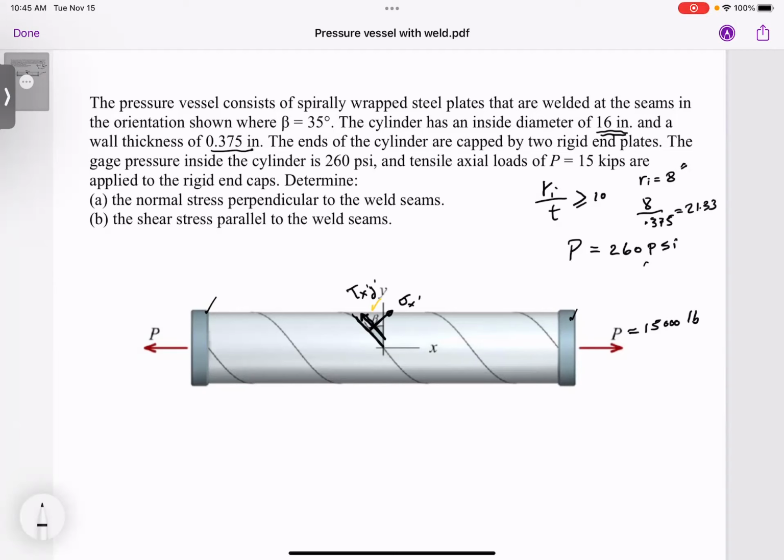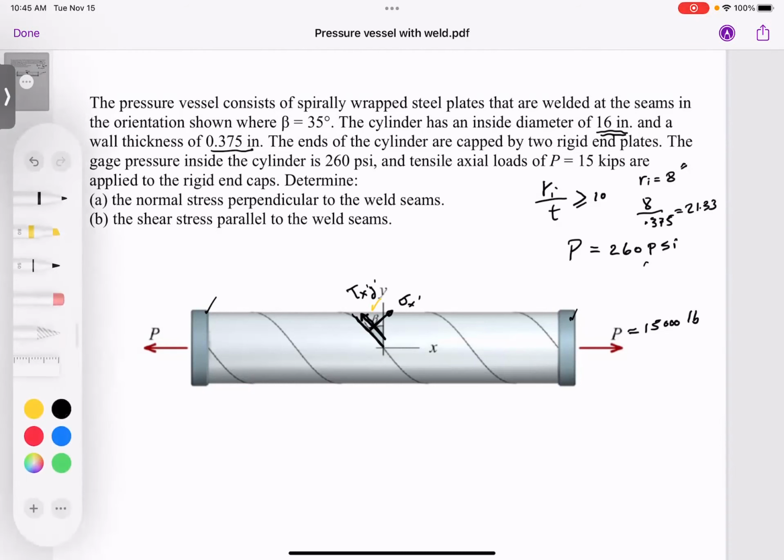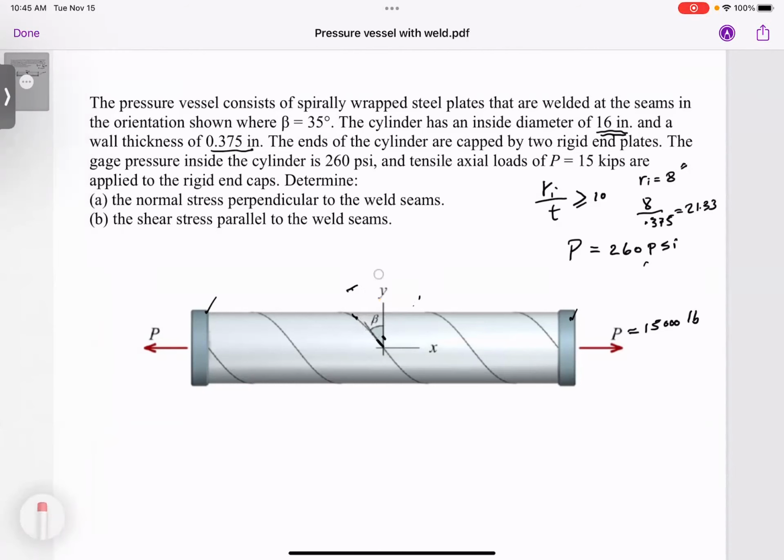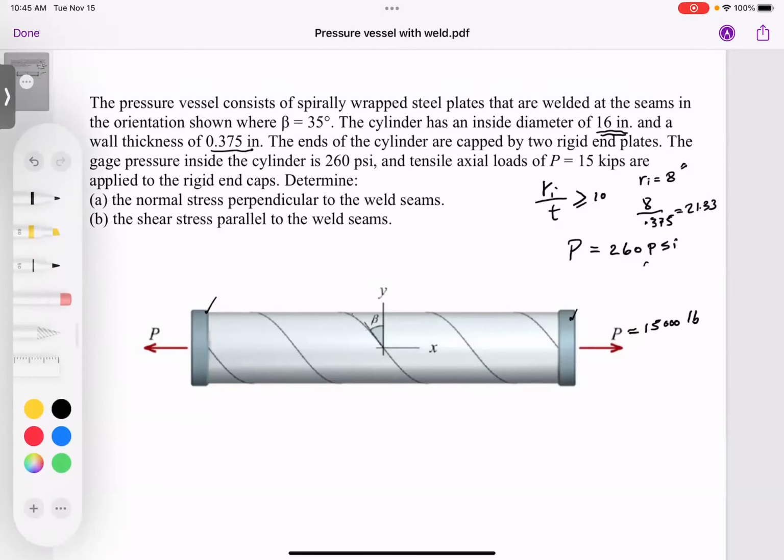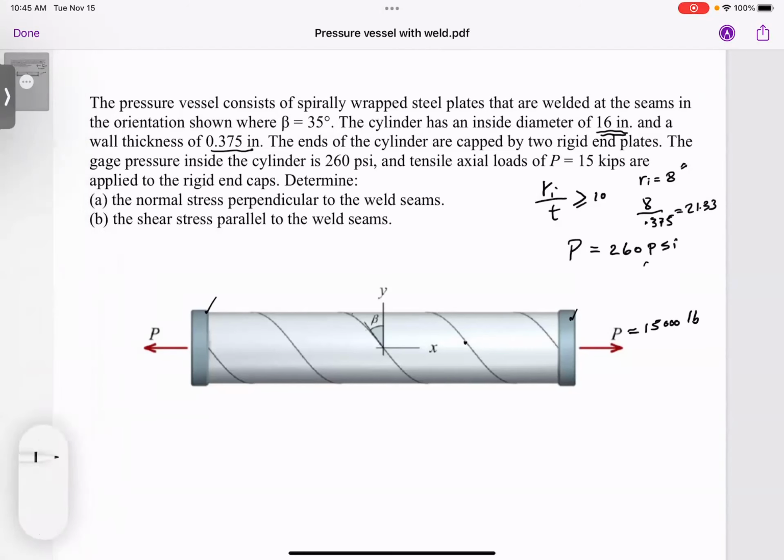All right, so how do we go about doing this? First, we have to figure out what is the stress element of any point on this pressure vessel, on the outside of the pressure vessel.